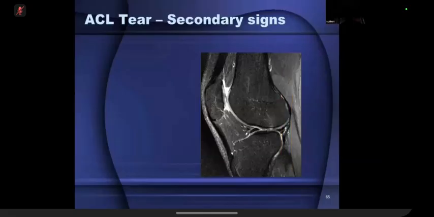Have a look at the lateral meniscus posterior horn, and that has got a little bit of an uncovered area. Normally, this should be present more anteriorly, and this is flipped back a little bit, and that's, again, an indirect sign of ACL injury.